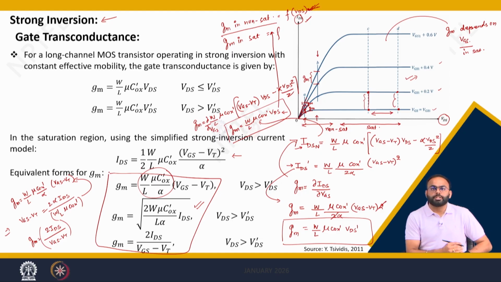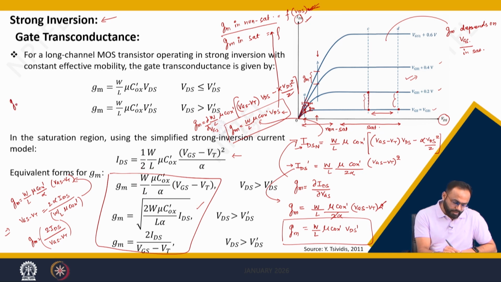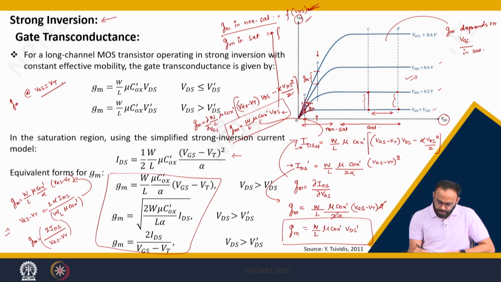Now, let me ask a question. What is GM at VGS equals VT? If you see this equation, it gives GM equals 0, because when you put VGS equals VT, the first equation gives GM equals 0, whereas the third equation gives GM equals infinity, because VGS minus VT is in the denominator. So, how is it possible?